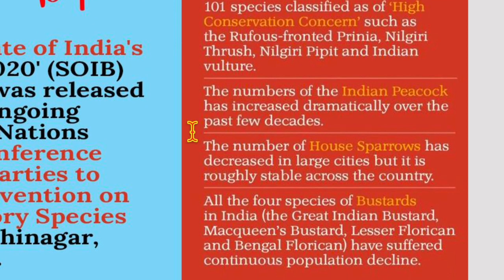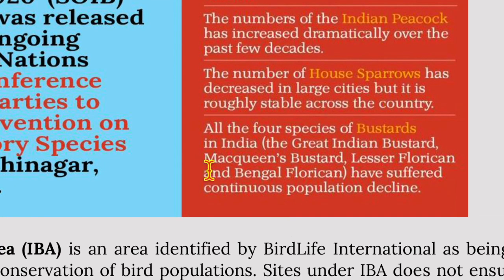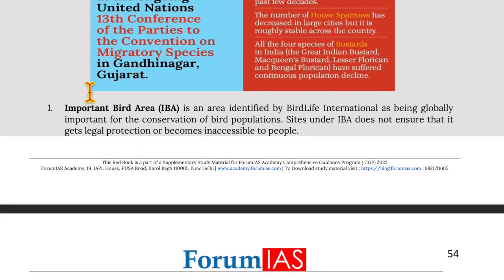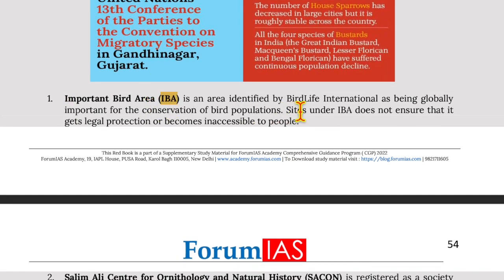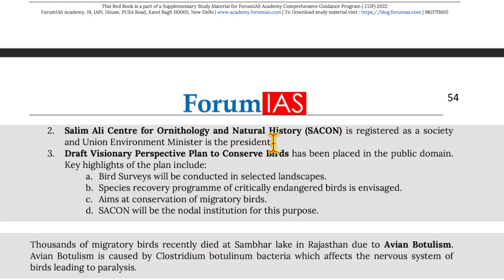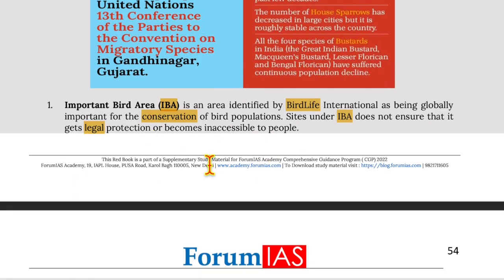The number of Indian peacock has increased dramatically over the past few decades. The number of house sparrows has decreased in large cities, but it is roughly stable across the country. All these 4 species of bustards in India, that is the Great Indian Bustard, McQueen's bustard, Lesser Florican, and Bengal Florican, have suffered continuous decline in population. Important Bird Area is an area identified by BirdLife International as being globally important for conservation of bird population. Sites under Important Bird Area do not ensure that it gets legal protection or becomes inaccessible to people. So they serve basically an educational purpose.